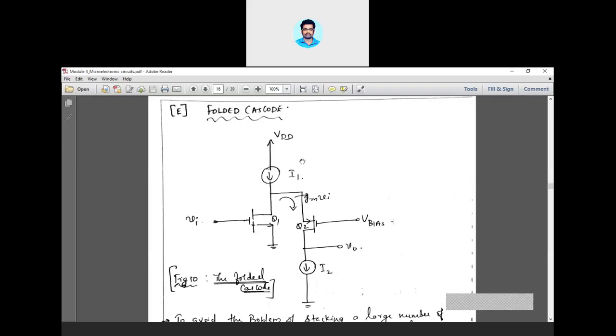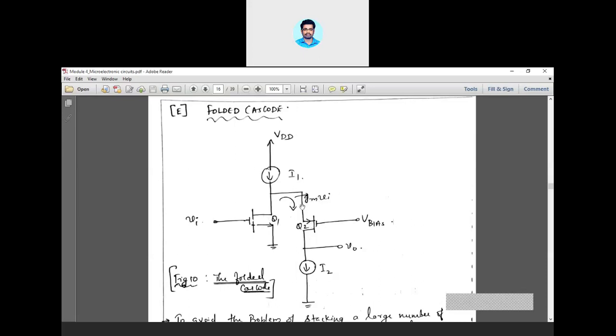Here I have just used two transistors, so I have consumed less hardware, and at the same time I'm not using this particular circuit under VDD. This power supply is meant for Q1, whereas Q2 has not been connected directly in series with Q1 with respect to VDD.